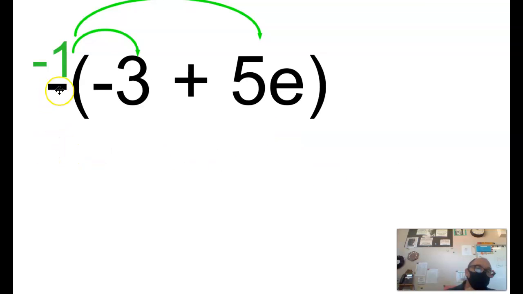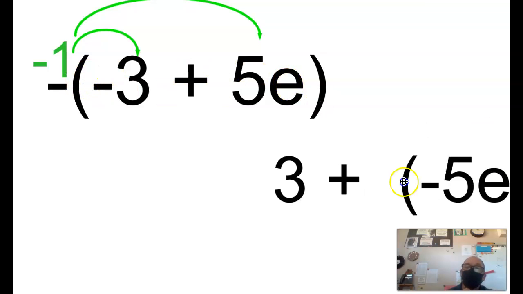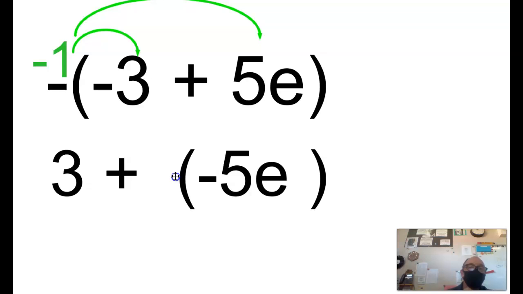Now, when I'm multiplying and I got those 2 negatives, right? -1 times -3 becomes a +3. And that -1 times the 5e becomes a -5e. So this is an introduction, and now let's go try some problems on our own. Feel free to watch this video again to just like, are you making sense of this and what kind of questions might you have?